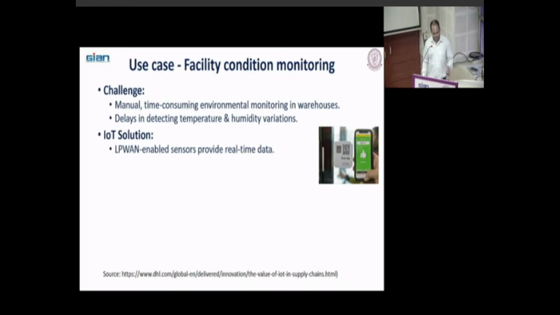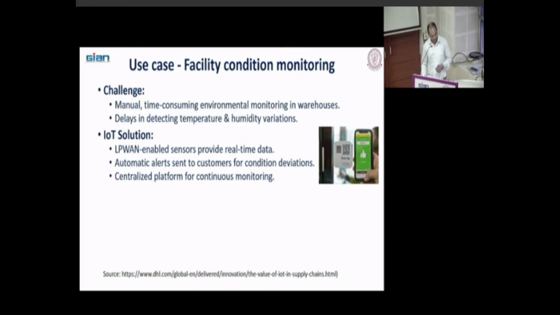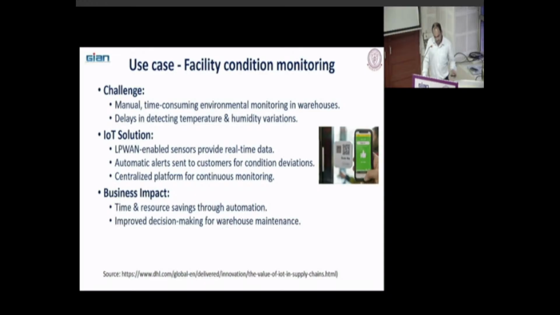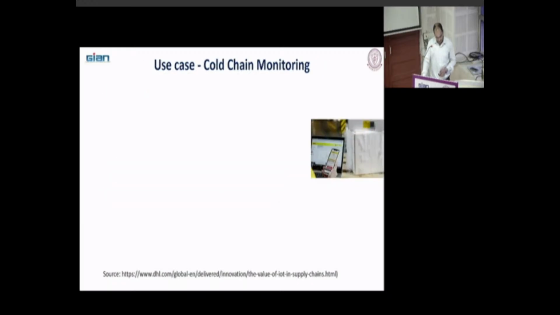IoT solution: LPWAN-enabled sensors provide real-time data. It automatically alerts the customers to condition deviations, with a centralized platform for continuous monitoring. Business impact: it will reduce time and resources, basically cost and resource savings through automation, and improve decision making for warehouse maintenance. As I said, you don't need 10 employees to check the humidity and temperature level. Better product protection across the supply chain.